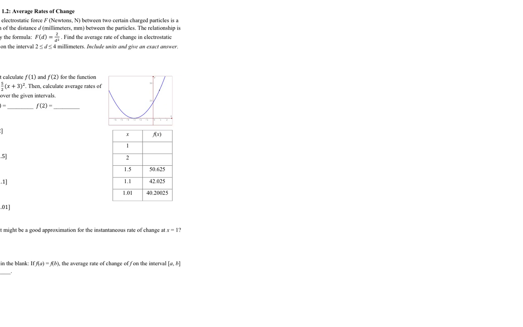Okay, so starting with number 12 here, we're given a force, and it follows this function here, and we're supposed to find the average rate of change of the electrostatic force F on a given interval in millimeters, and F is newtons. So to find the average rate of change, we have our formula where we just have F of 4 minus F of 2 over 4 minus 2. It's the exact same as the slope formula. So from here, all that we need to do is just start plugging numbers in and working it out.